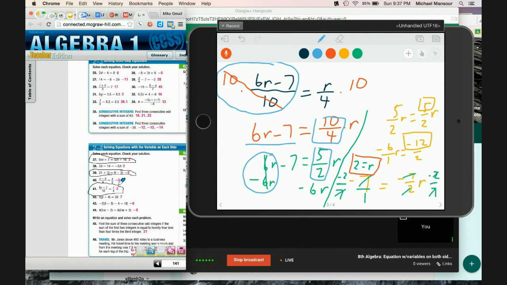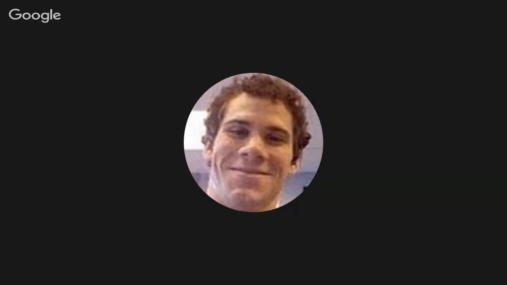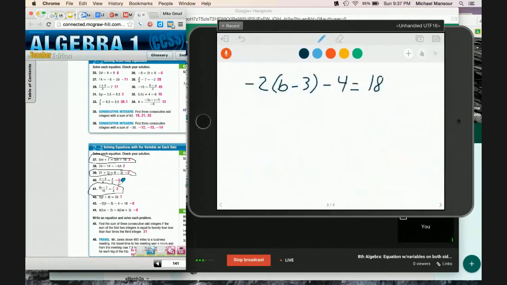So what I ended up with then is I got equivalent fractions, because you can only add and subtract like denominators. So we found the common denominator over here between 5 over 2 and minus 6 over 1. We ended up with minus, and we ended up with 2 equals r. Okay, so moving on to number 43. This one is, again, another one that's slightly more involved than the previous one.